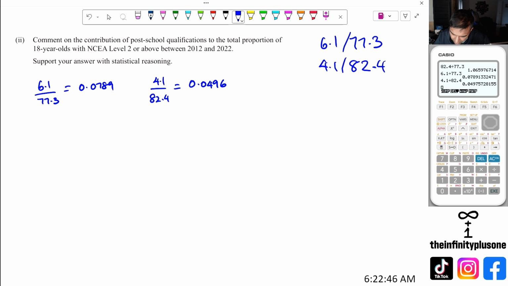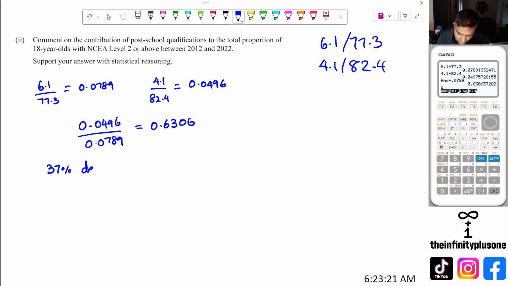So from here, if I actually work out the relative risk, we've got 0.0496 divided by 0.0789. That's going to give me 0.6306. Now, I'm just looking at the two proportions, right? And you can see that it's now 0.63, which means it's reduced by 37%. There's a 37% decrease. And how I figured out that 37 is that 1 minus 0.63 is equal to 0.37.